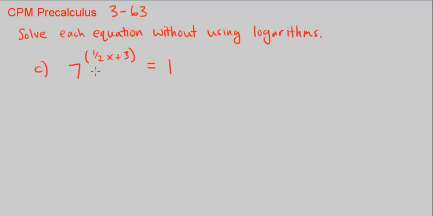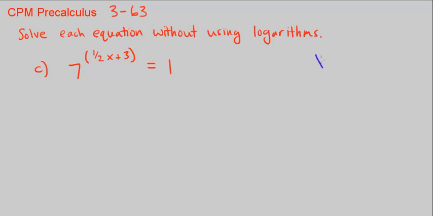C gives us 7 to the power of 1/2 x plus 3 is equal to 1. Alright, so this is going to be a bit of a trick finder. Because can we write 7 and 1 as the same base? So right away you might say no, but if you think about the properties of exponents, you would change your mind. So let's talk about those.